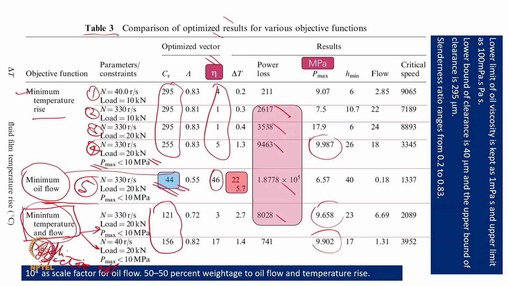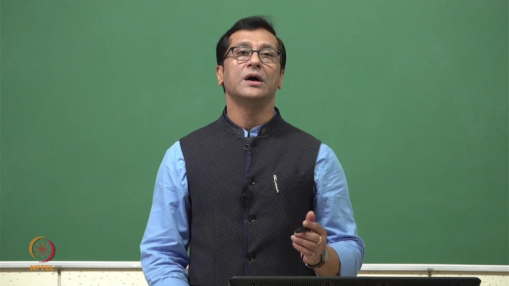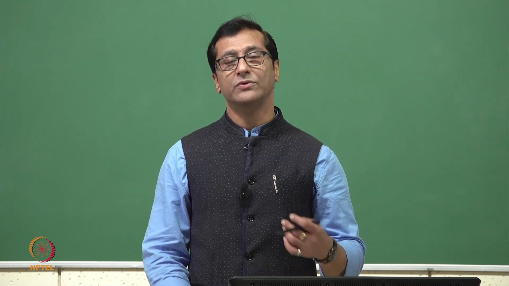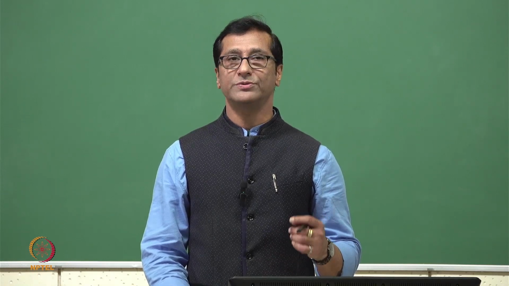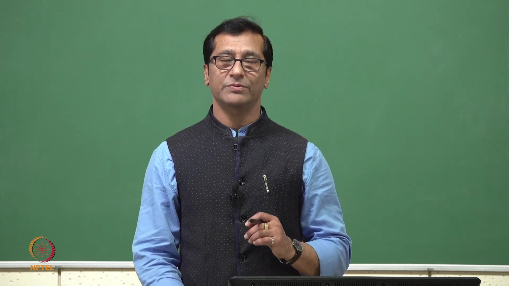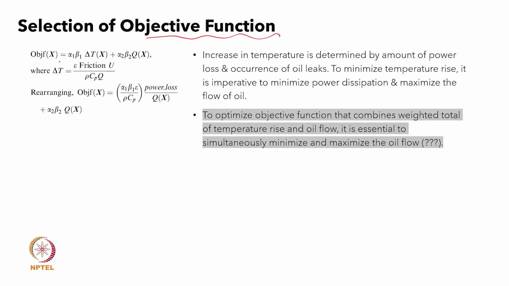And then here, particularly in this case, we use 10^4 as a scaling factor for oil flow, and we have given a weightage of 50-50 for these results. Now, coming to how we really select which objective function is correct. In the previous slide we said that the objective function power loss was not selected; it was only the oil flow and the temperature minimization. So these two objectives were selected, power loss was not selected. So how do we really go with the right objective function? I am writing back the same thing, temperature rise and oil flow.